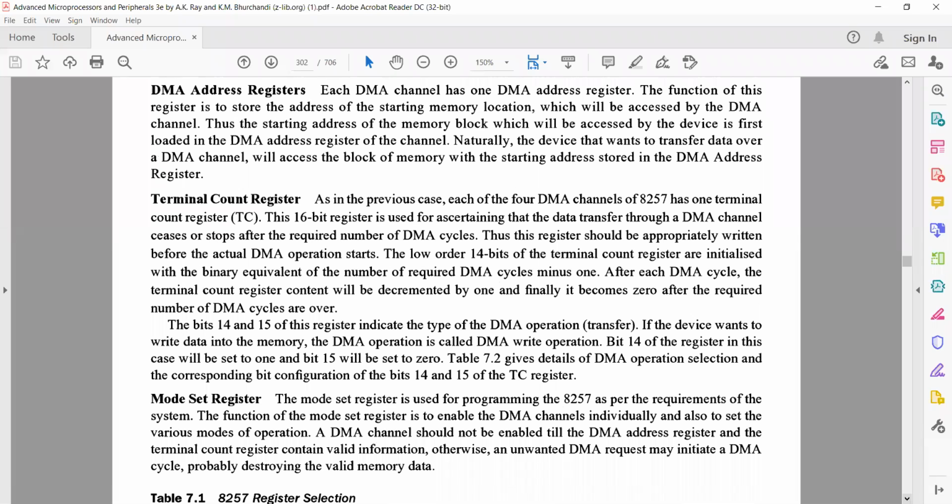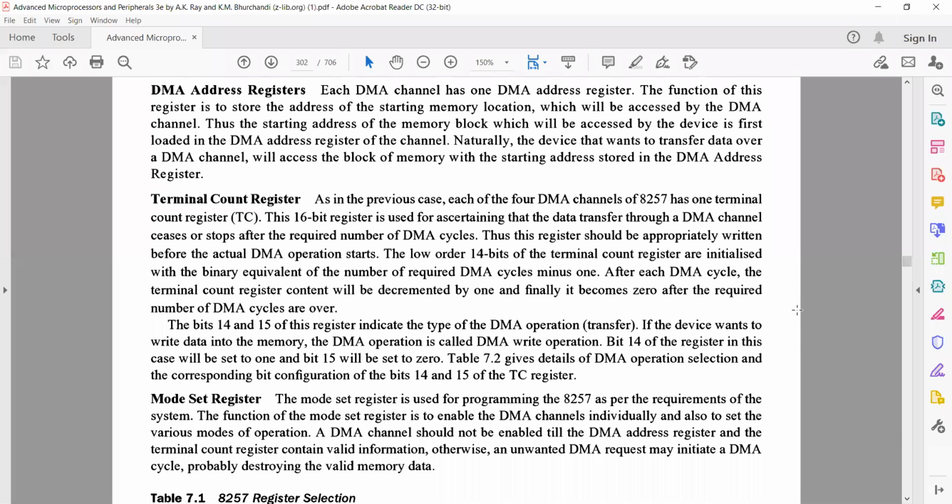Terminal count register. This is also a 16-bit register, which is contained by each and every channel of the DMA controller, and it is used to store the data transfer count, so that the data transfer through a DMA channel stops after the required number of DMA cycles. This is actually a count register. What did I tell you?